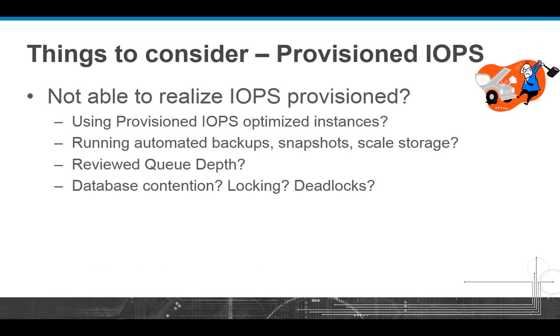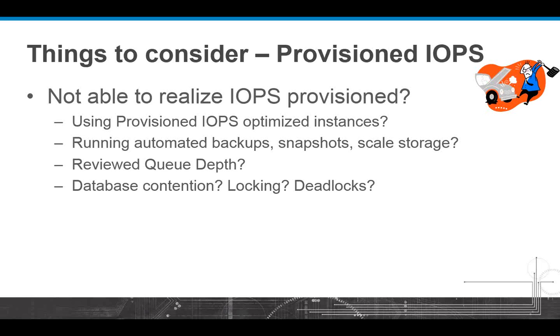And lastly, a couple of things to keep in mind. If you're using provisioned IOPS and you're not able to realize the IOPS that you've provisioned, there are a few things that you might want to look at. First, you want to see whether you're using provisioned IOPS optimized instances. If you use an M1 small or a T1 micro, the chances are you won't be able to hit the provisioned IOPS that you've chosen.